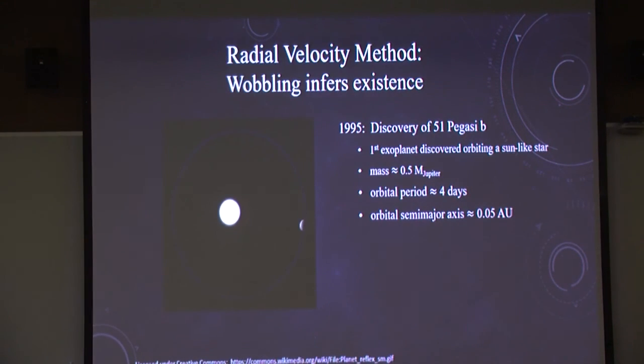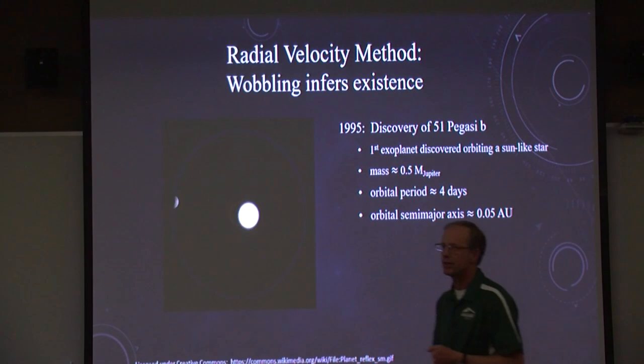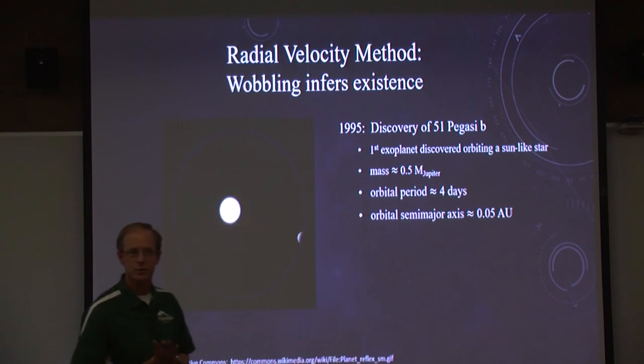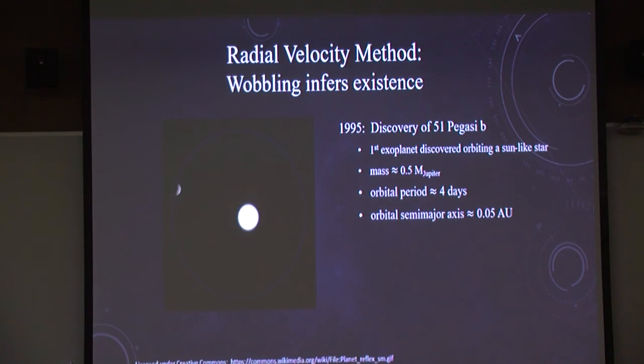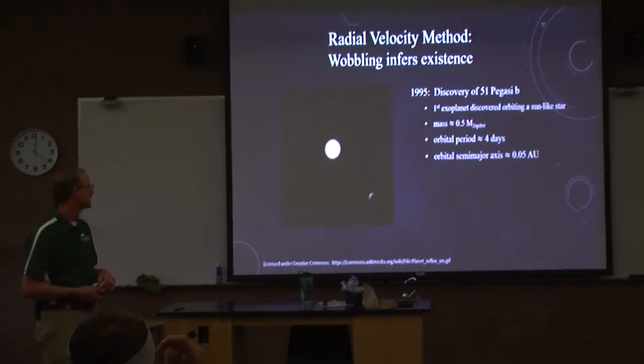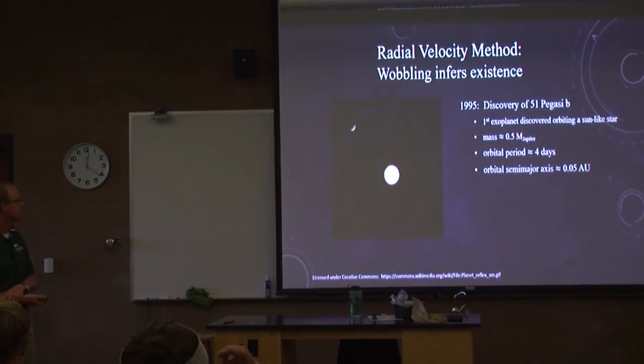It was a sun-like star. There were a couple of things that had been discovered orbiting other things, but this was the first sun-like star that had an exoplanet around it. It has a mass of about half of Jupiter's mass, which, if I remember correctly from what I read, is why they chose the name Dimidium. I think Dimidium means half in Latin, and so half the mass of Jupiter seems odd to me, but that's the way it is.